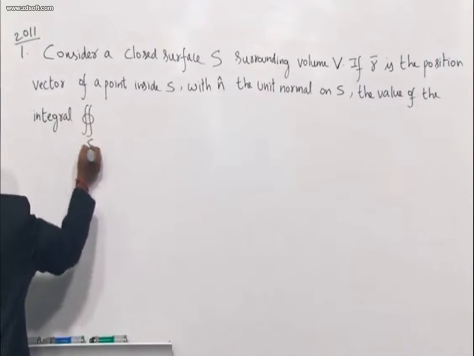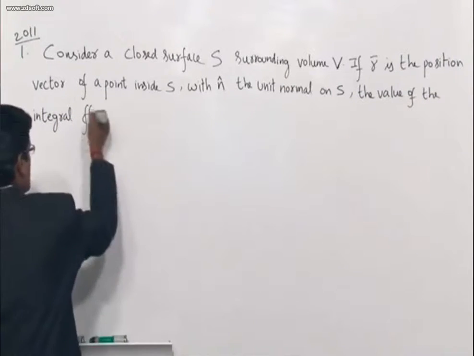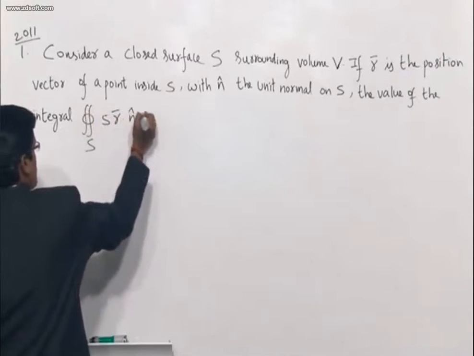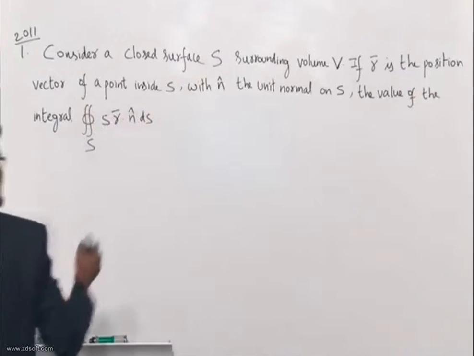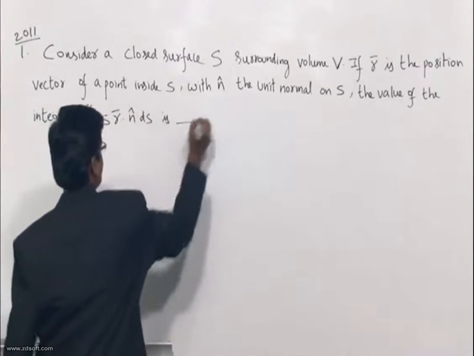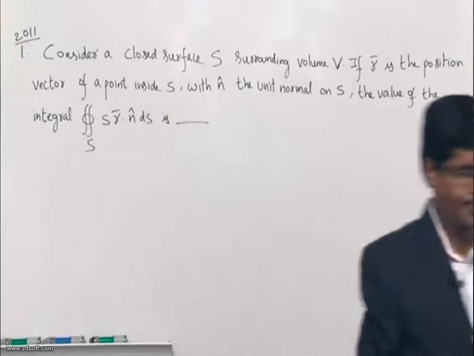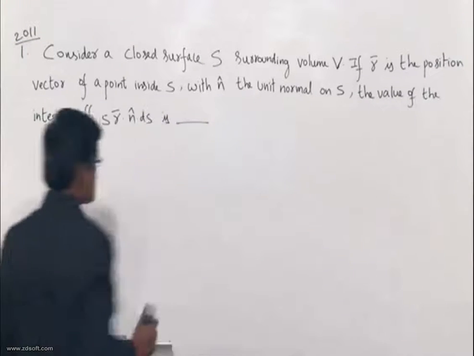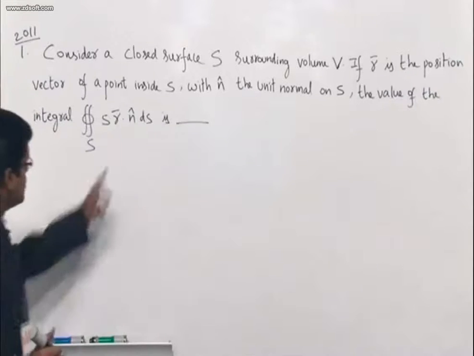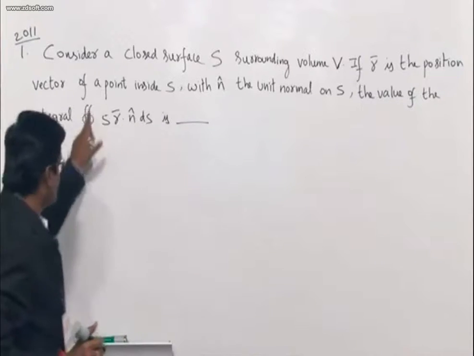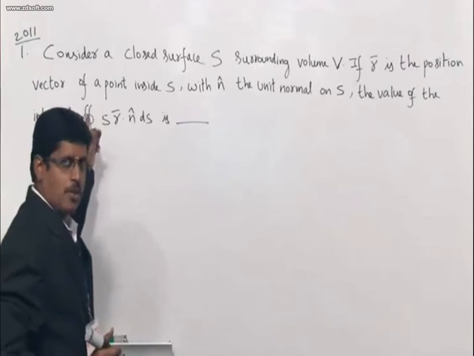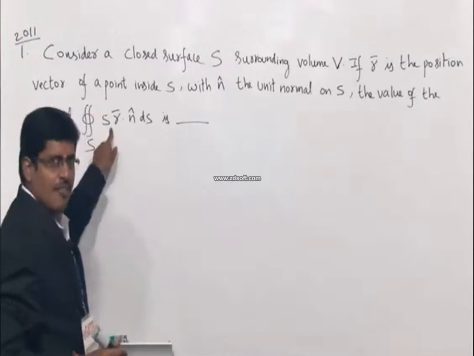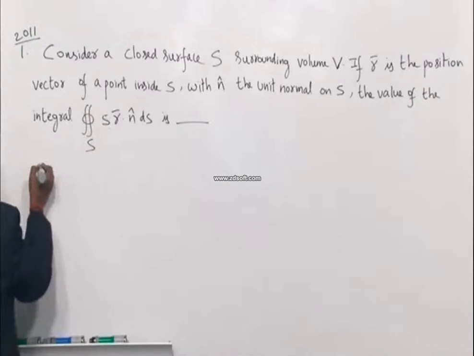double integral over a closed surface S, denoted by this symbol, 5 R bar dot n bar dS, is... Now just compare yesterday's Gauss divergence theorem, n bar, dS, integral over S, which is also given like this, double integral over S. Yesterday I have given different notations, instead of f bar, which is here 5 R bar. Okay. Solution.